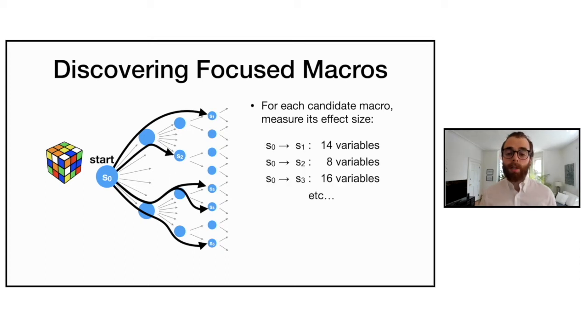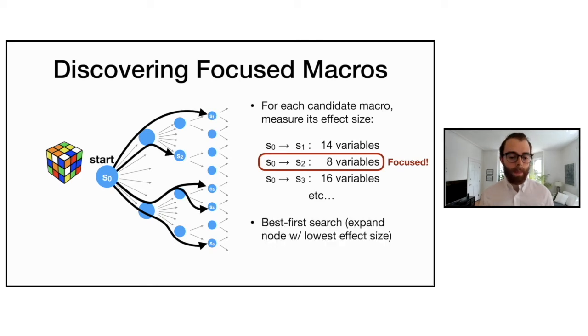And so we can measure this effect size for a couple of these candidate macros. Maybe we get 14 state variables, maybe we get 8 variables for the next macro action, and so on. And so we'll say that the macros that modify the fewest state variables are the most focused. This allows us to essentially do best first search, expanding nodes with the lowest effect size first.